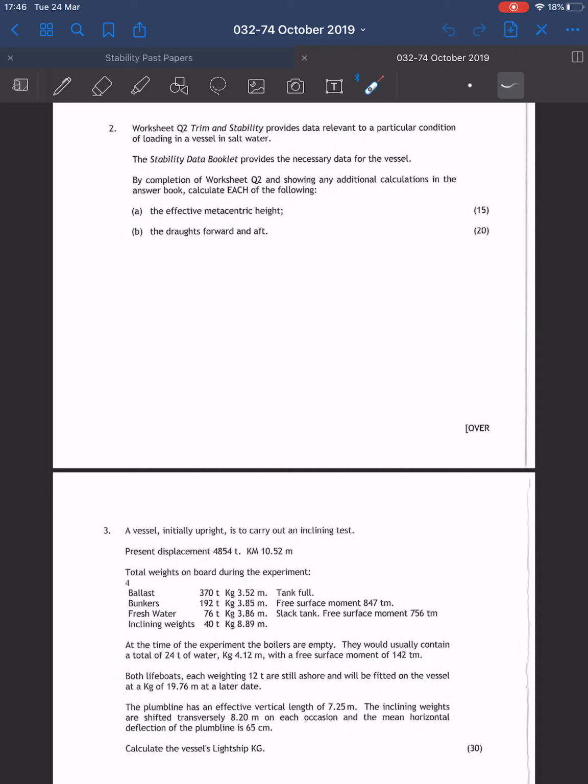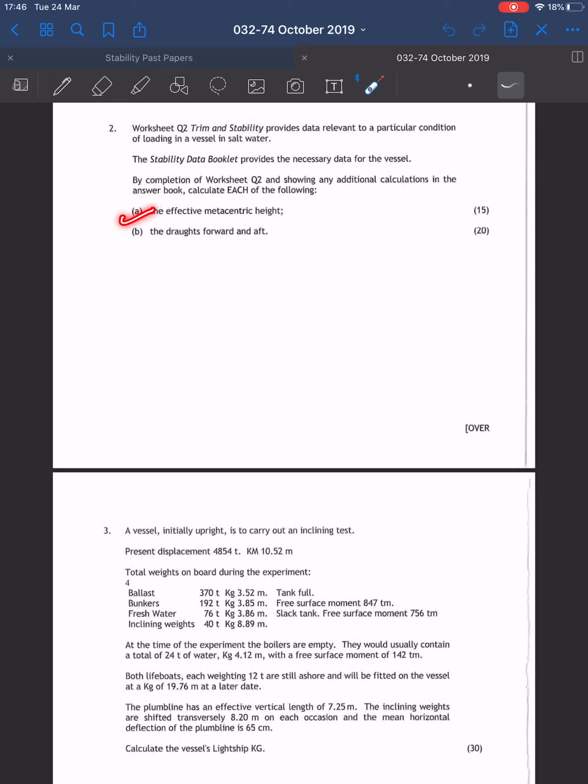Right, guys. Now let's look at question 2 of Chief Mate's Stability 2019. It says, worksheet question 2, Trim and Stability, provides data relevant to a particular condition of loading in a vessel in salt water. This is important, guys. The stability data booklet provides the necessary data for the vessel. By completion of worksheet in question 2 and showing any additional calculation in answer book, calculate each of the following.